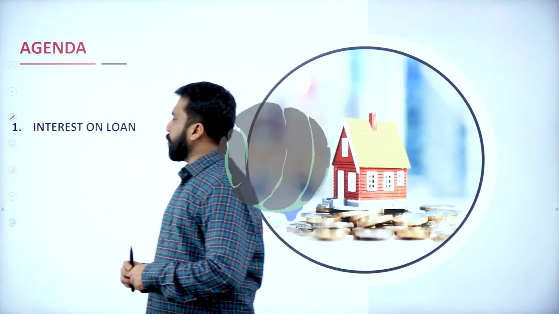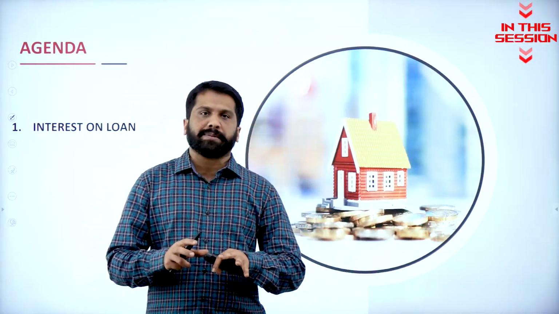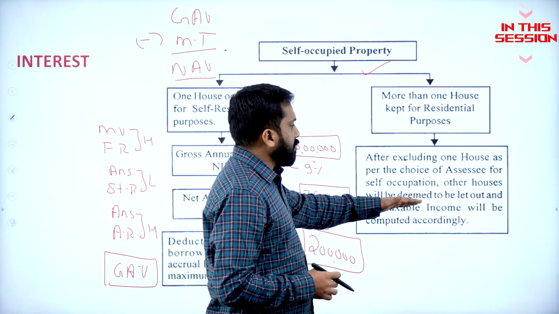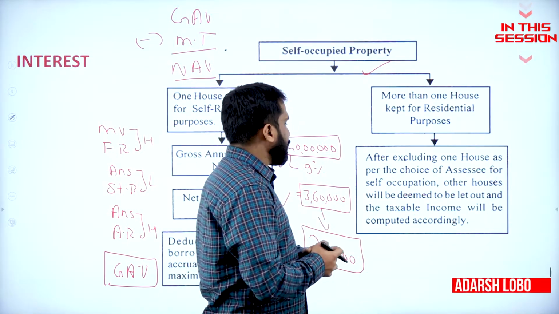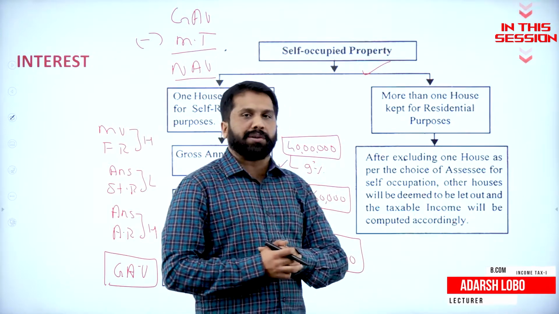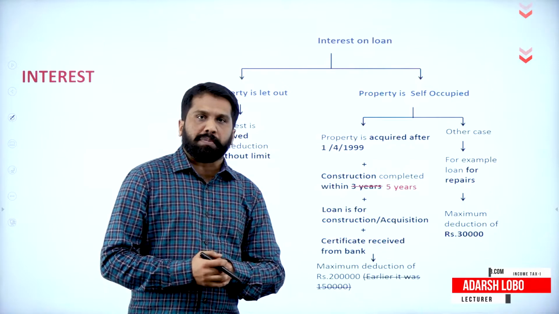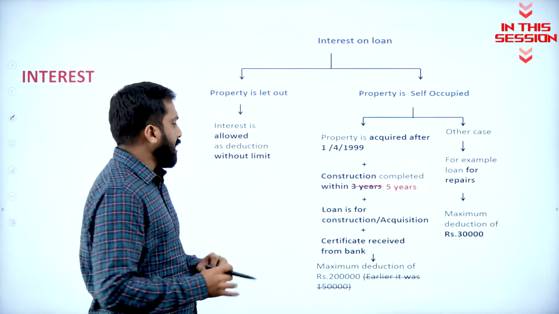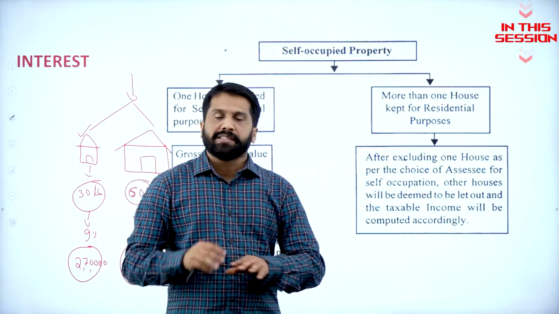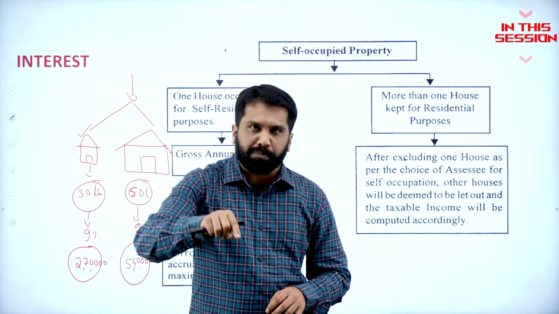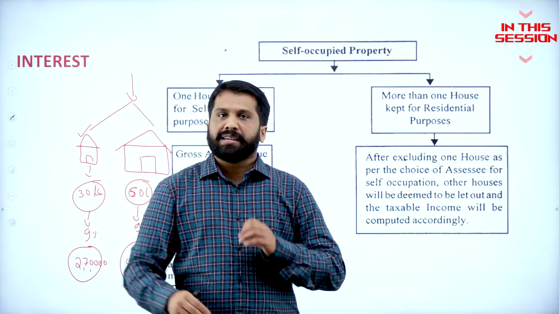We will work out only the concept called interest part. Other houses will be deemed to be let out and the taxable income will be computed accordingly. Property is let out, and property is self-occupied. Self-occupied we have already learned. If the house is not self-occupied, whatever interest you have paid, unlimited, it is exempt.